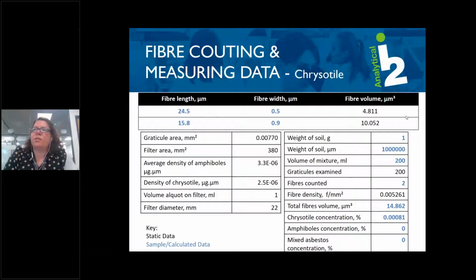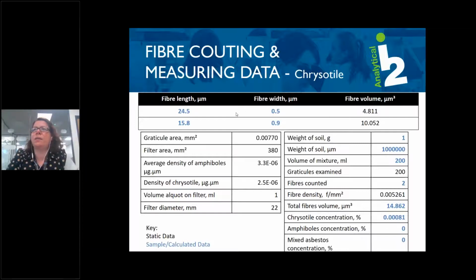So, fibre counting and measuring data: we get a lot of data for each sample that we test. This is a real sample example. We've got the measurements we've taken in blue: the fibre length, fibre width, and the calculated fibre volume for 2 different fibres that we've counted and identified under the PCOM. We know how much sample we've taken, how much soil, the ratios that we've used, and the density. Therefore, we can calculate the equivalent mass asbestos concentration. So for these 2 fibres, the equivalent concentration is 0.00081%.